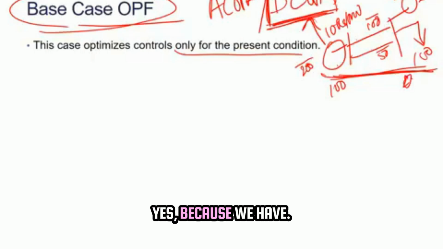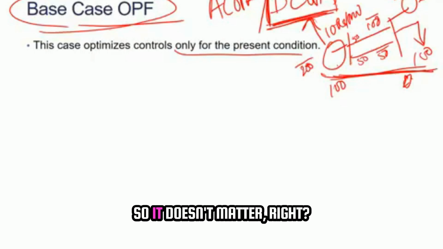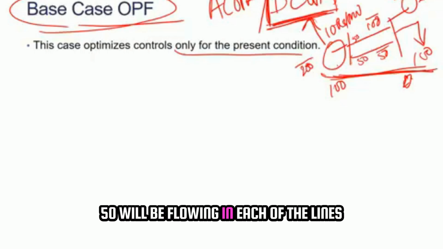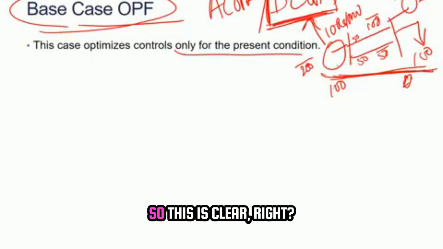Yes, because I have told that both the line reactances are the same, so the power which will be flowing will be 50 in each of the lines, although the power limit is different. It doesn't matter, right? So 50 will be flowing in each of the lines, and 100 will be generated by G1 and 0 by G2. So this is clear, right?